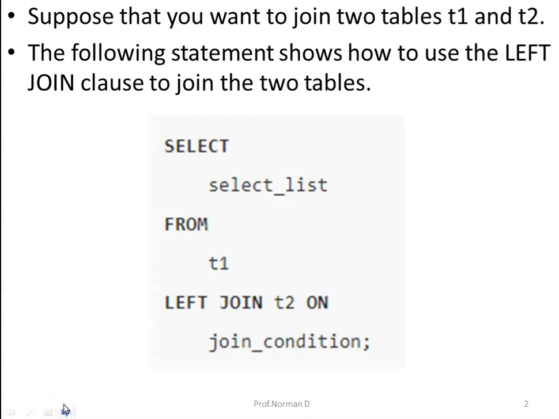We'll have a look at the syntax of the left join. Suppose that you want to join two tables T1 and T2. The following statement shows how to use the left join clause to join two tables. When you use the left join clause, the concept of the left table and the right table is included. In this syntax, T1 is the left table and T2 is the right table.